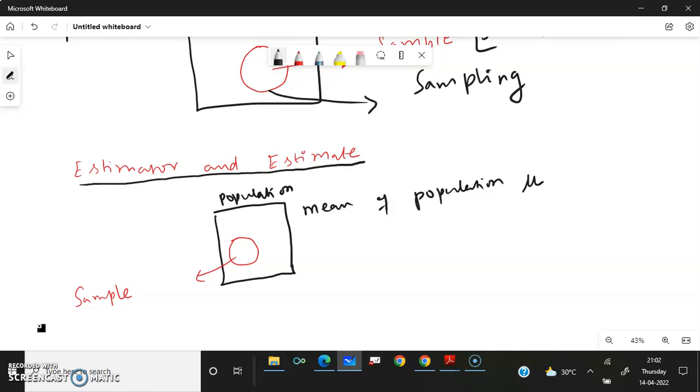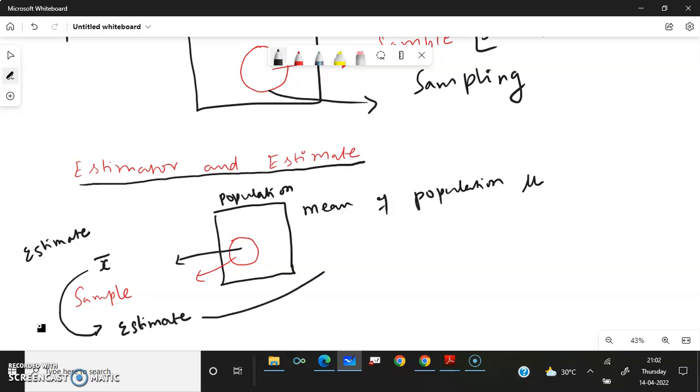Suppose you are going to study about the mean of the population, mu. So you will be taking the sample mean, that is denoted by x bar. This is known as the estimate. The mean will have some particular value like 4.5, 2.2, some value it will have. That is known as the estimate, because we are going to estimate about the population.